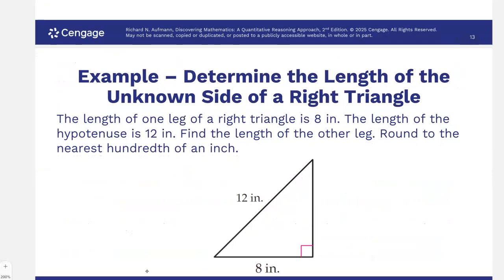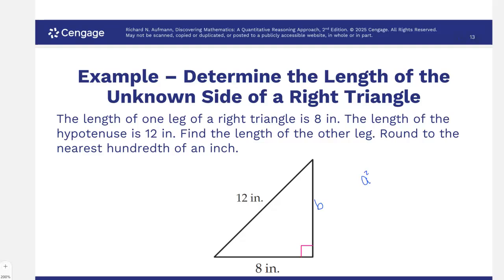So let's look at an example. The length of one leg of a right triangle is 8 inches. So they have the leg length here. The length of the hypotenuse is 12. We want to figure out what this guy's going to be, and we're going to round to the nearest hundredth. We don't know what this is. We're going to call it b.